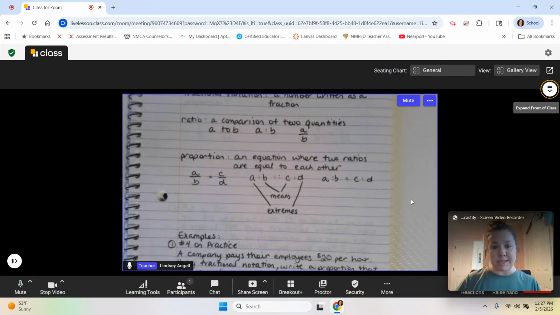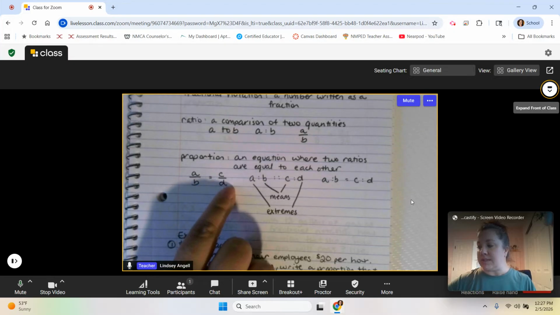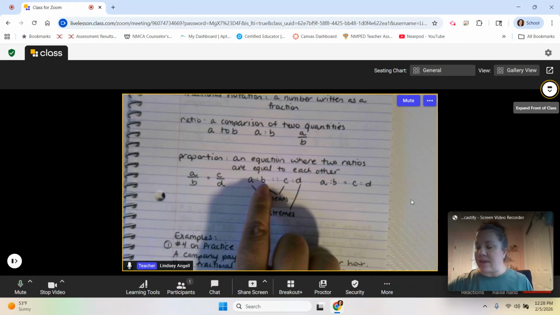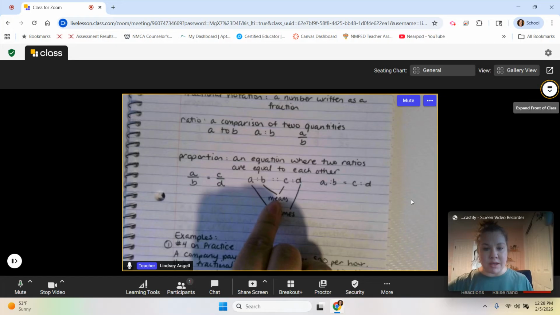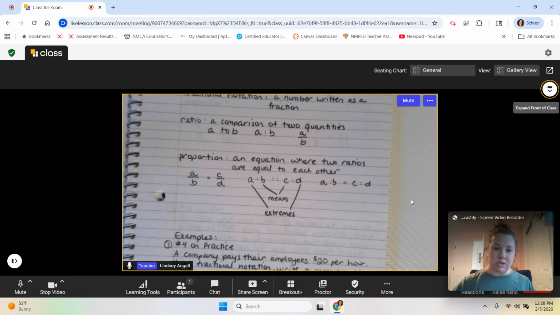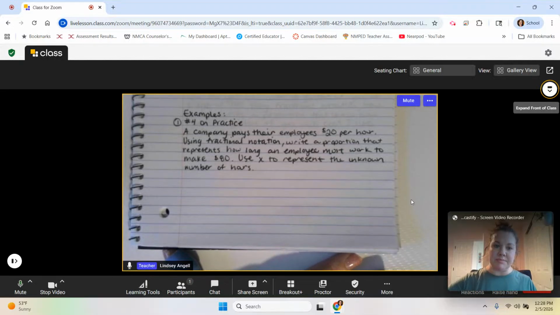A proportion is an equation where two ratios are equal to each other. Okay, so A to B is equal to C over D. Something that is probably new to you in this lesson is that the inner values in a proportion are called the means, and the outer values are called the extremes. So just keep that in mind as well. And let's get into some examples.